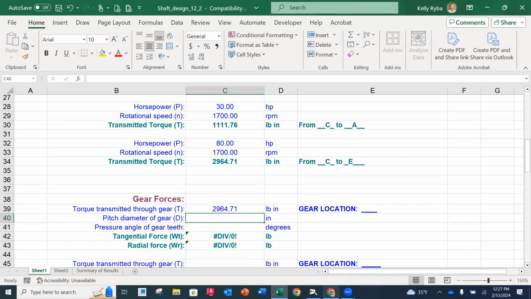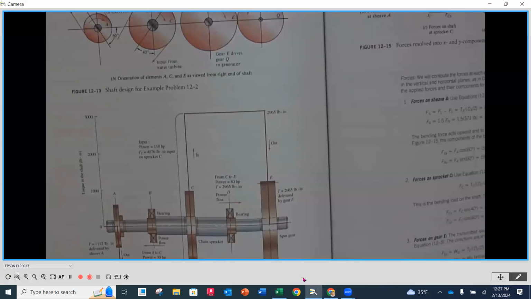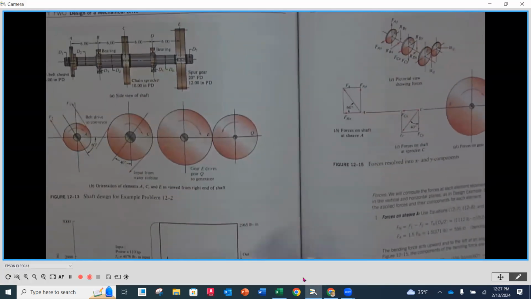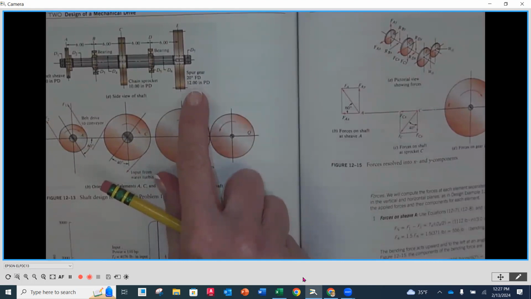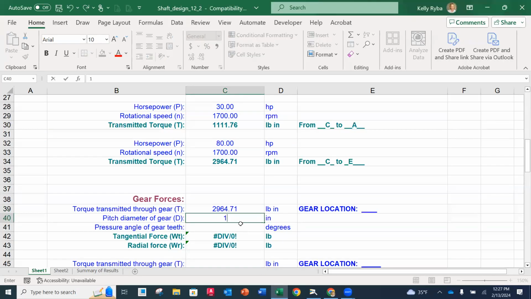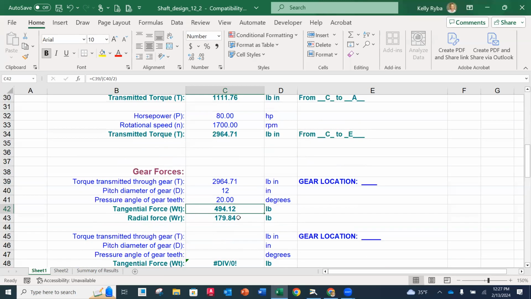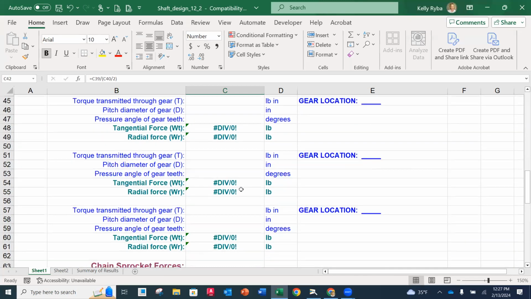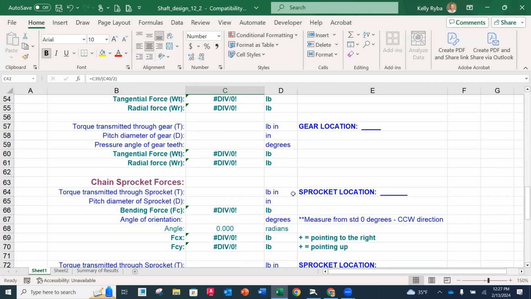The diameter of the gear. So the gear has been picked out for us. And you'll notice that up in this illustration, it says that it's a 12-inch diameter, or pitch diameter. So I'm going to go back over here, 12 inches. And then the pressure angle is going to be 20, and that's going to give us our radial force. So this is our tangential and our radial force magnitudes. Okay. As we go down a little bit further, there's only one gear on the shaft, so we only have to do one of those this time.